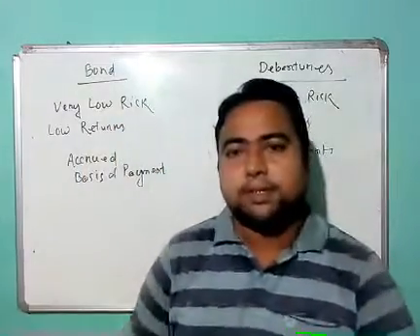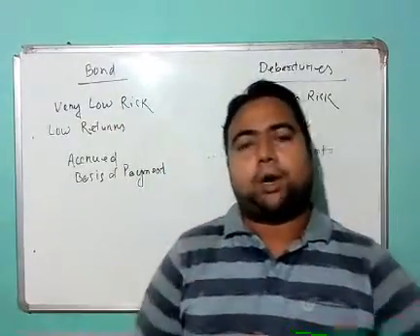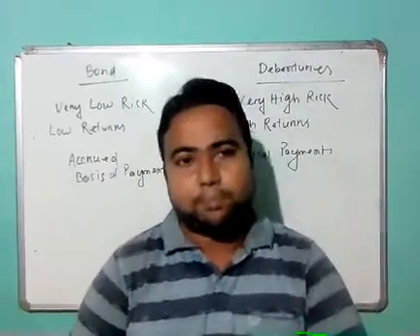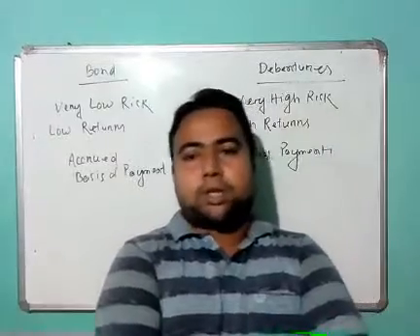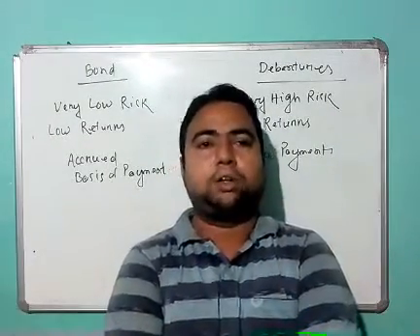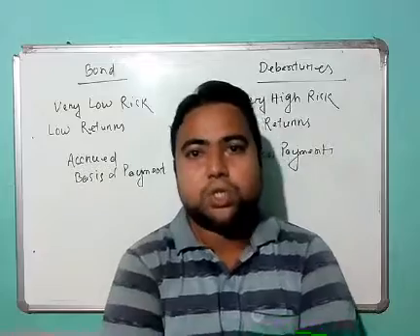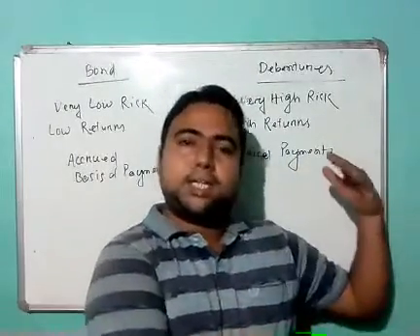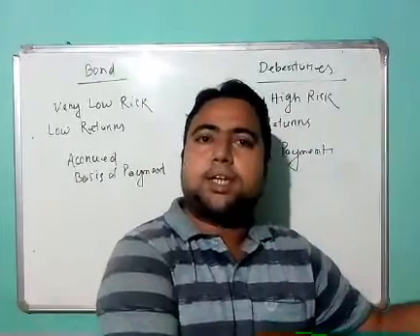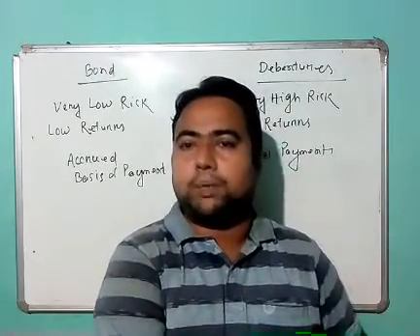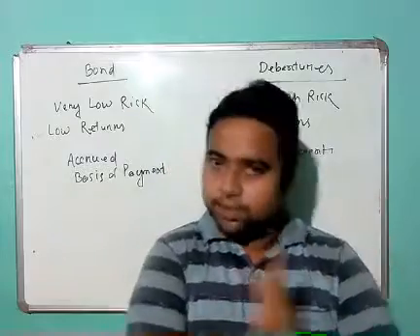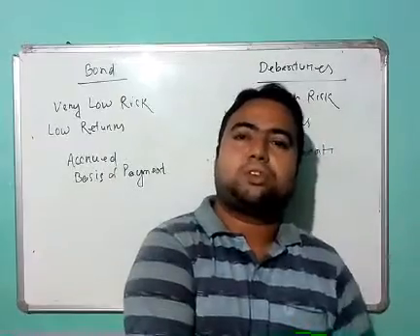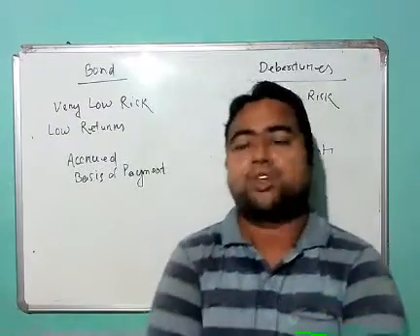What does it mean, dear students? Accrued basis of payment means, suppose the investor buys a bond whose maturity period is 3 years, for example 3 years, and the same person buys a debenture whose maturity period is also 3 years. So both bonds and debentures have 3 years of maturity period.